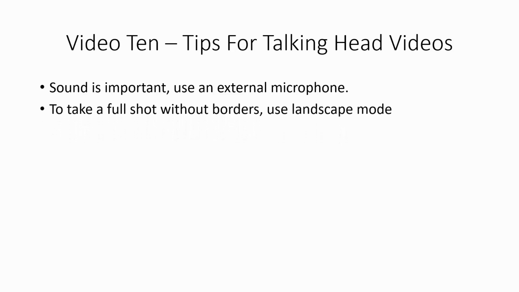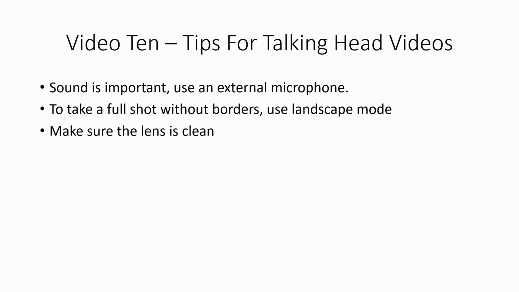The other thing you want to do is to make sure that your shot fills up the entire phone or camera. And so to do that, you are going to want to use landscape mode in your mobile device. So that means you want to turn it on its side. Before you start taking the video, make sure it's rendering correctly and filling the entire screen. If you don't do that and you take the video vertically, what's going to happen is you're probably going to have borders around your actual video.